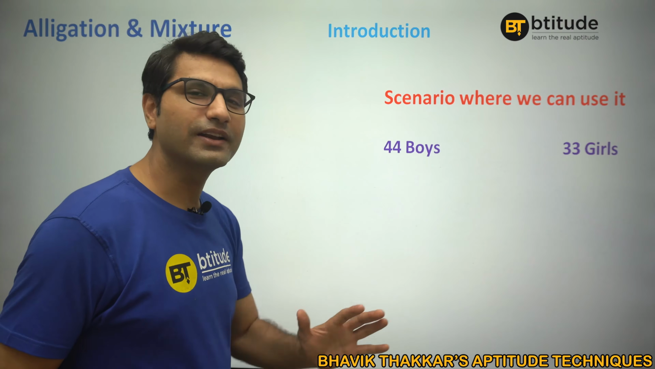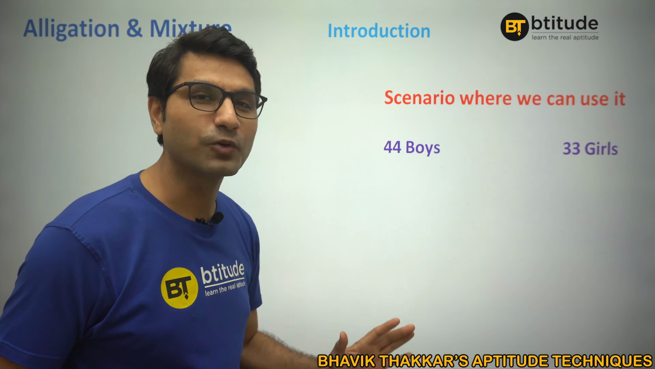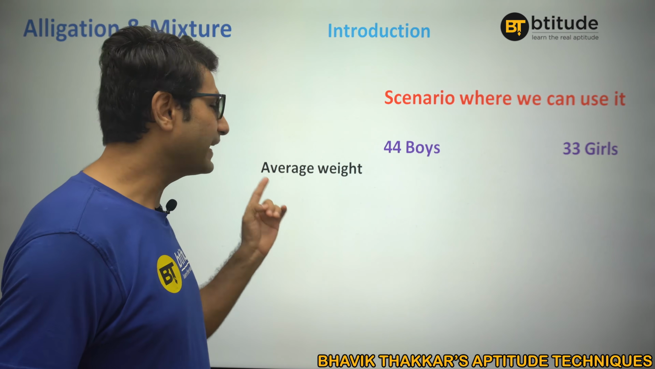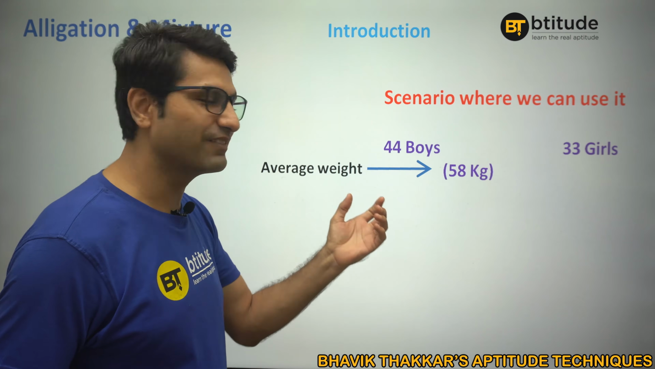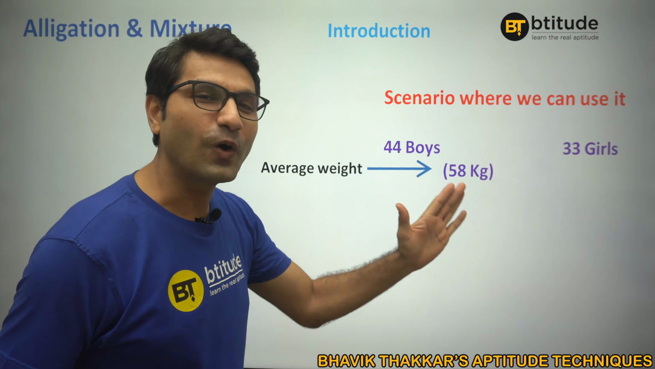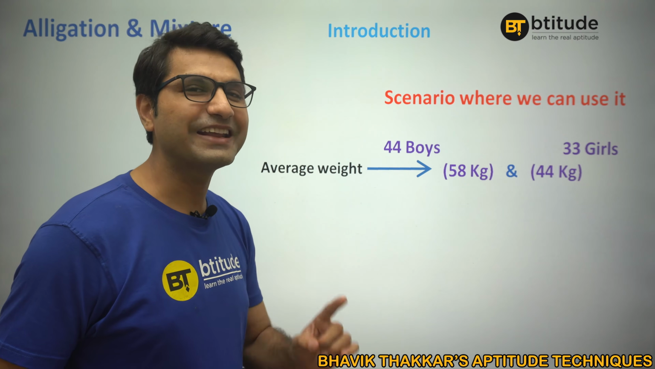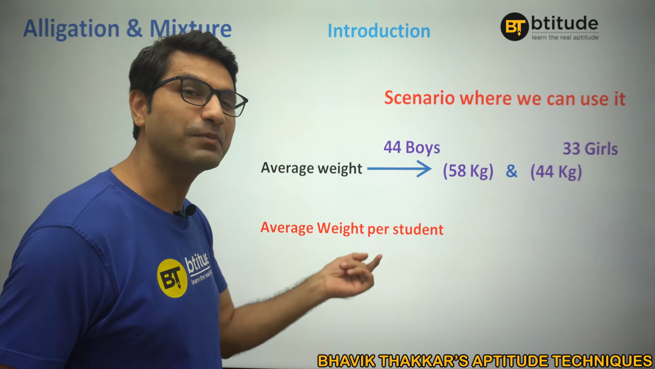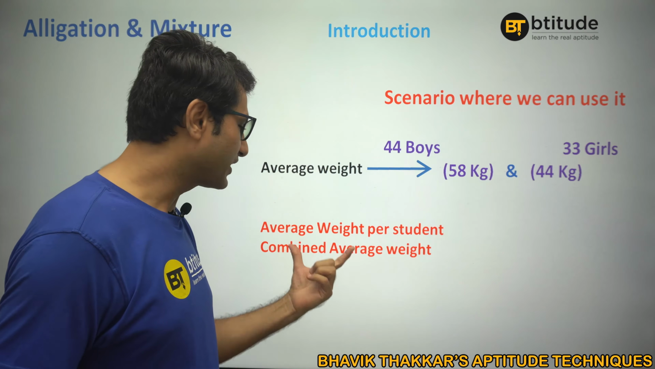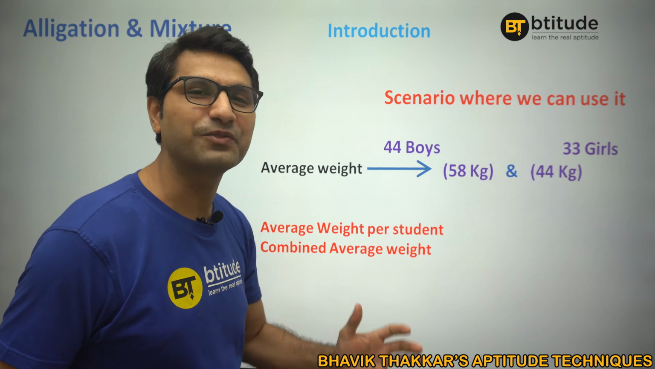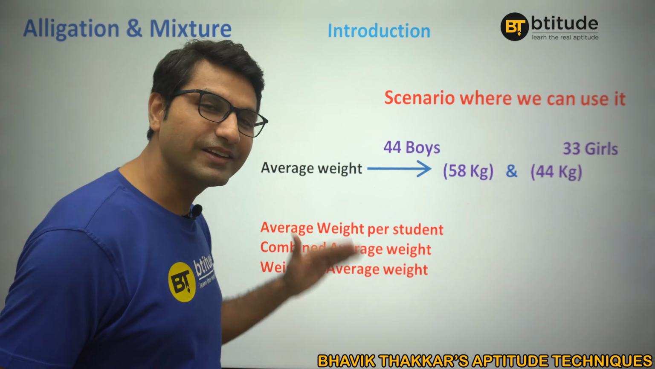Alright, so we already know, if the question goes something like this, that there are 44 boys and 33 girls, so two different groups, and we are given their average weight. For example, the average weight of those 44 boys is given as 58 kg and of those 33 girls as 44 kg. Fine. And if we are supposed to find the average weight per student, that means the combined average, right? Two groups, if we combine them, what will be the combined average weight, or in other words, weighted average weight, right? All this means the same.